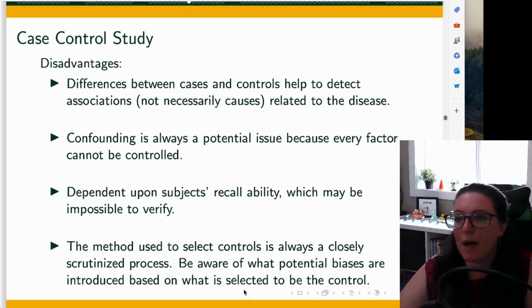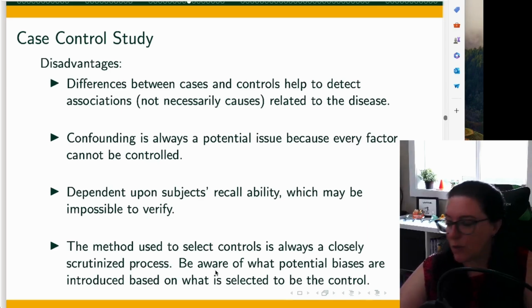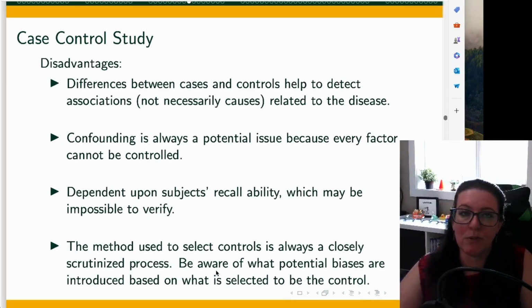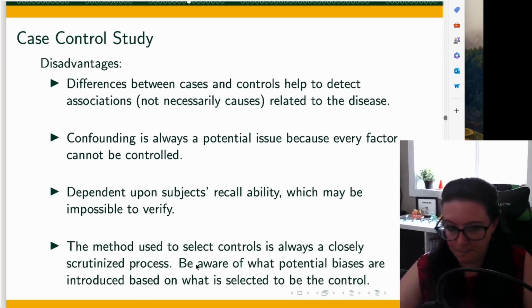So be careful about your confounding. Be careful about what is considered the control group. Be aware of potential biases that are introduced when you are selecting who is going to be that control group. How much similarity do they really have with the group that you are looking at that has that explanatory variable?